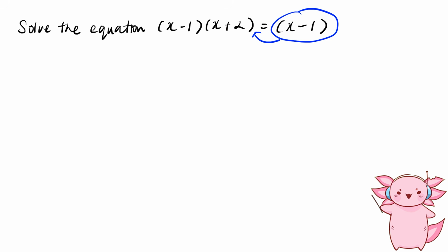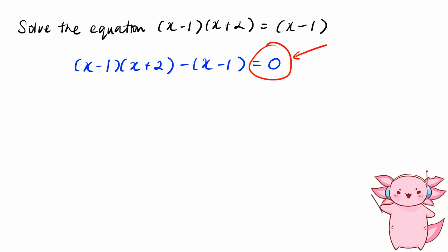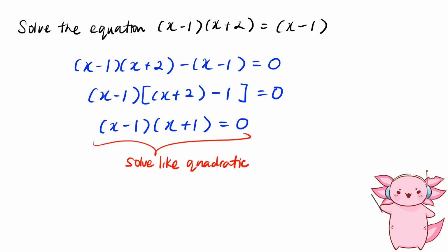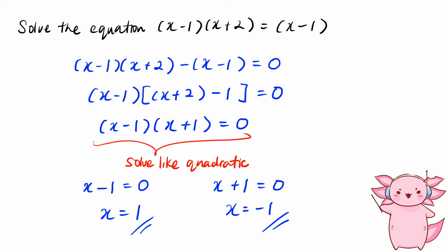What we have to do is we have to move this x minus 1 to the other side and the right hand side becomes 0. Now we just factorize x minus 1 and we solve for the brackets and we get the solutions of x is equals to 1 or x is equals to minus 1.